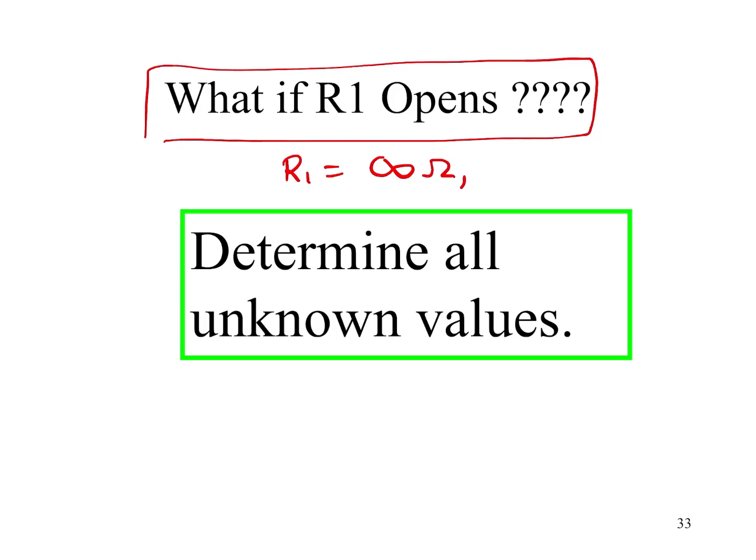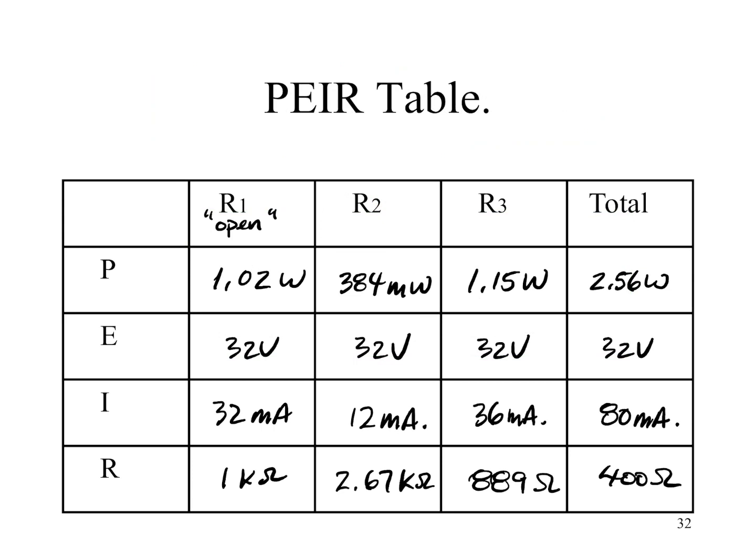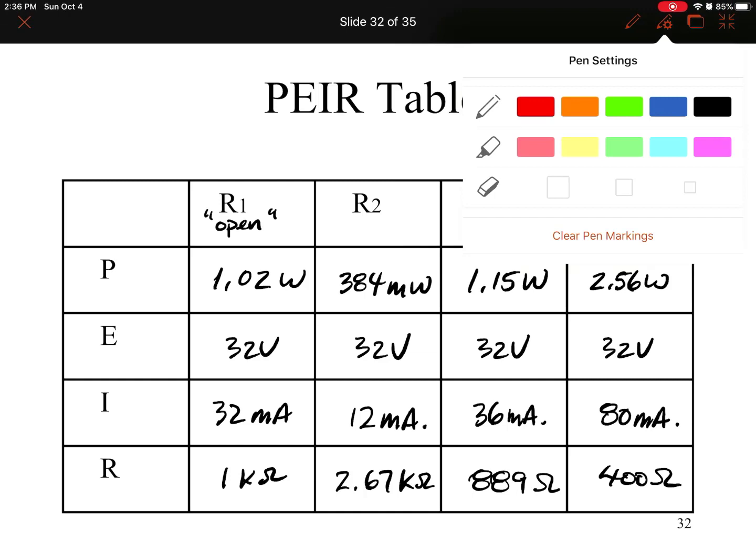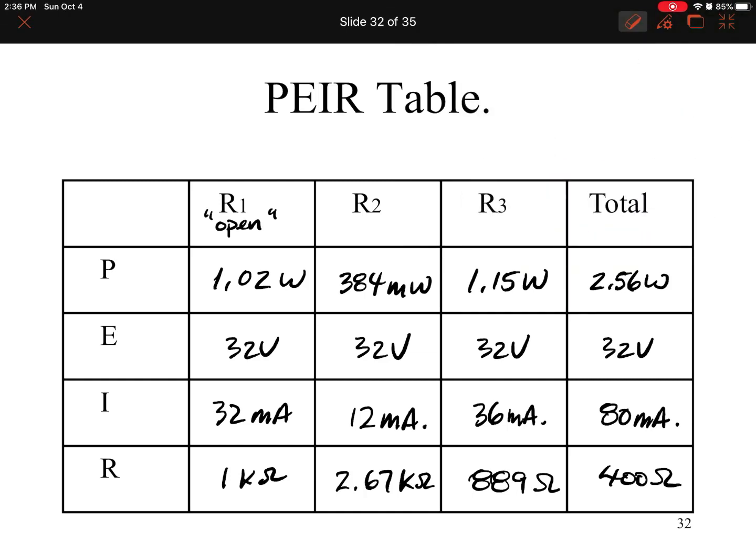What would be the value of R1's current? IR1 would now be 0 amps. So knowing that, then we can take that back to the table. So here's our table previously, and with R1 now open, we're no longer going to be seeing for that branch, the R1 branch, the opposition of 1K. So we have to get rid of that.